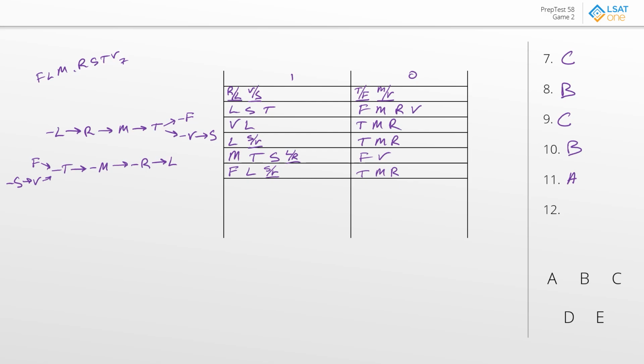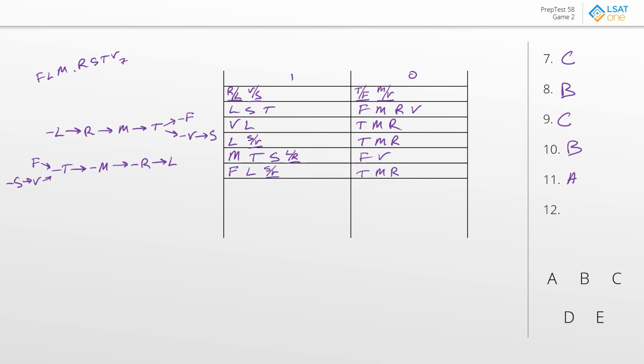Lastly, question 12. Which of the following is a pair of employees that at least one of which must be in? So if we're looking for two employees, at least one of which has to be in, in other words, we're looking for a pair of employees that could not both be out. And that's really what we're testing for. We're testing for, could they both be out? Let's see what we can do.